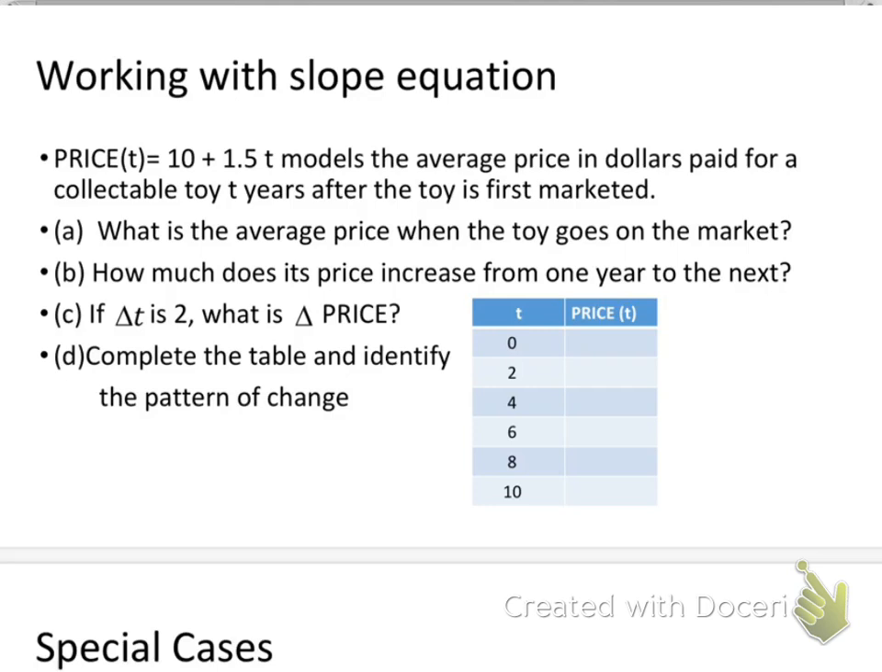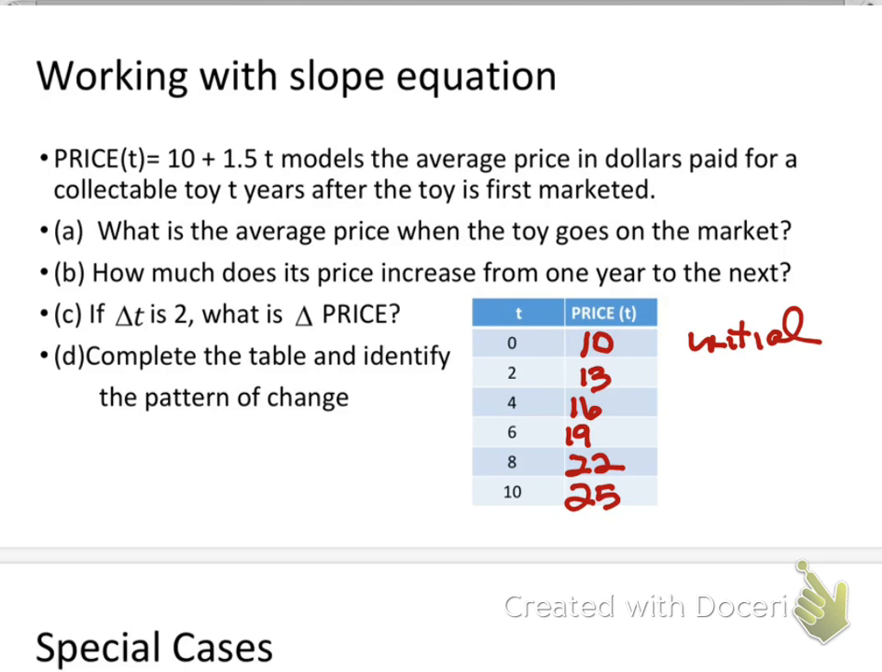So when you have the initial price, your time is 0, that price is $10, and that is your initial price. Okay, so then you're going to plug in a 2. So 2 times 1.5 is 3, and 3 plus the 10 gives me 13. Plugging in the 4, you have a 16. Plugging in a 6, you get a 19. Plugging in an 8, you get a 22. And plugging in a 10, you get a 25.